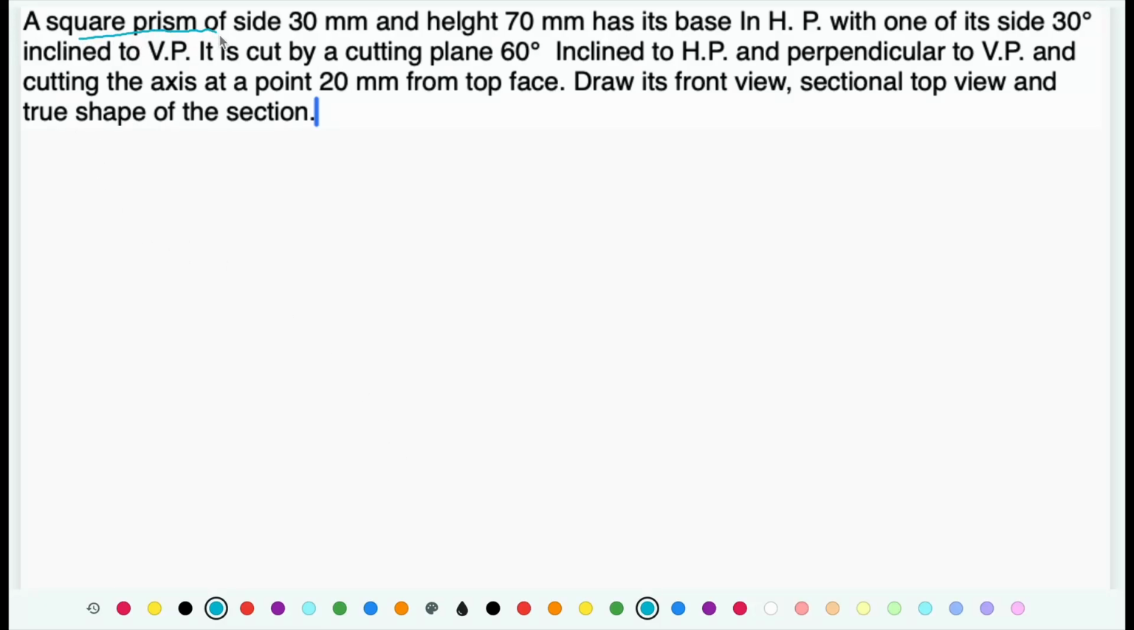Object is a square prism. Side of its base is 30 mm and height 70 mm. Has its base in HP. So it is resting on its base on HP with one of its sides 30-degree inclined to VP.